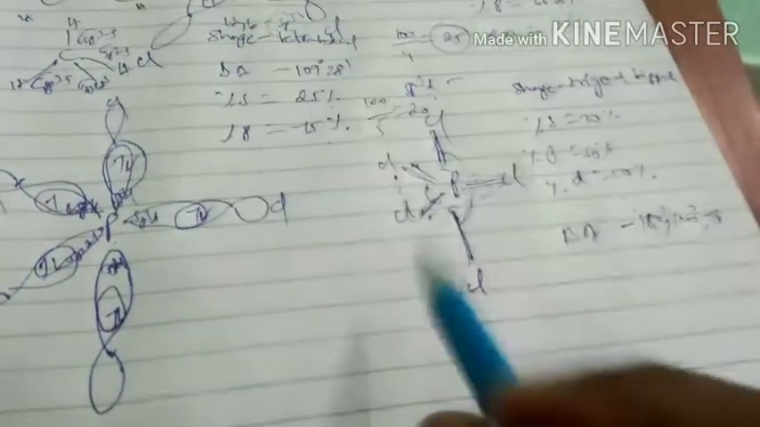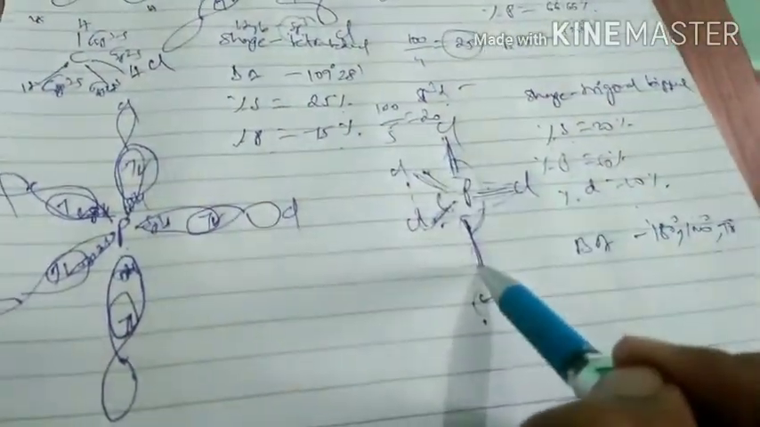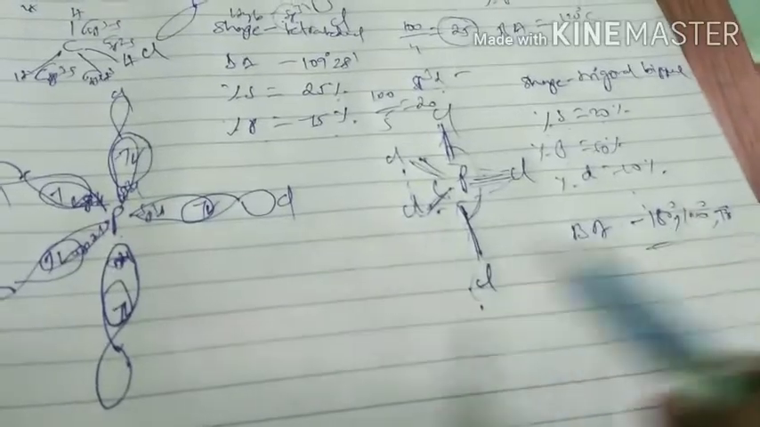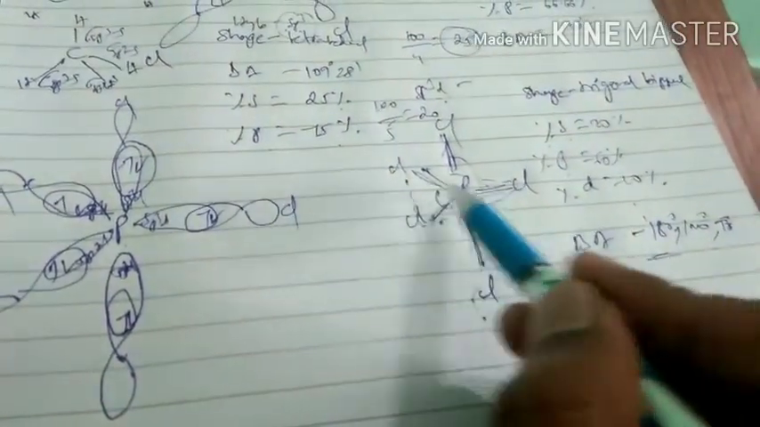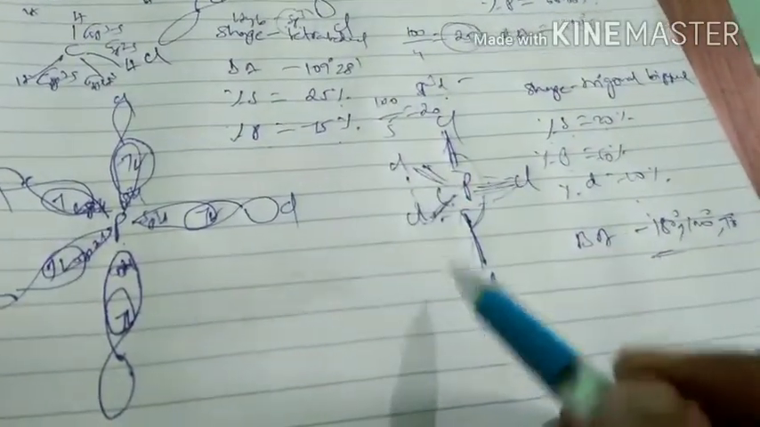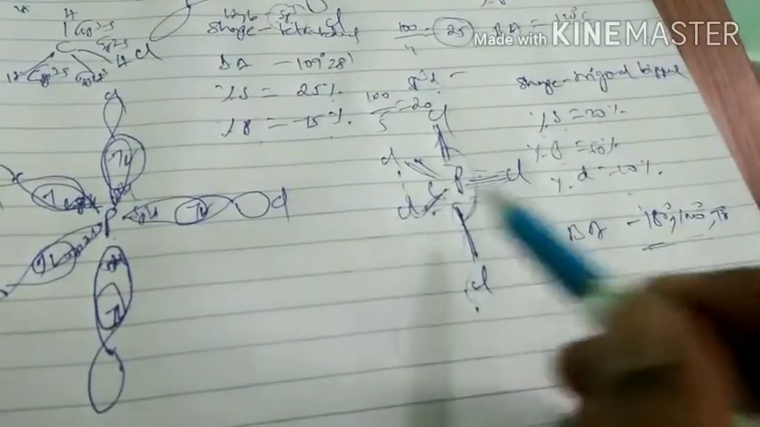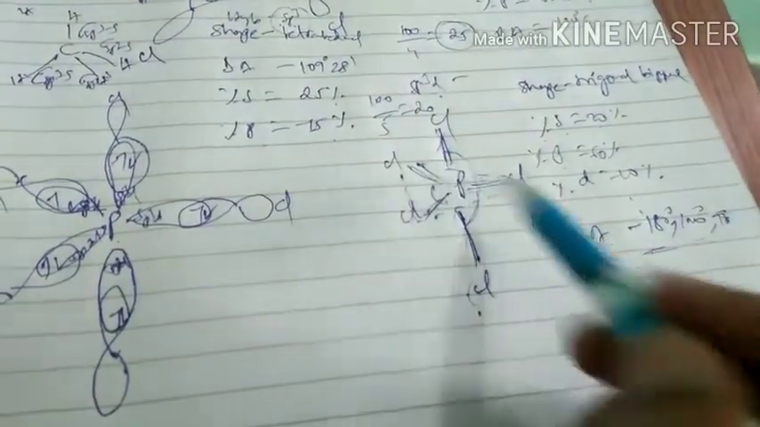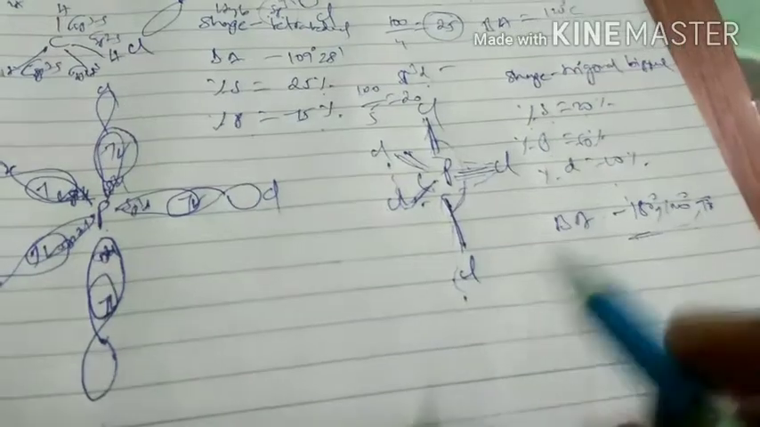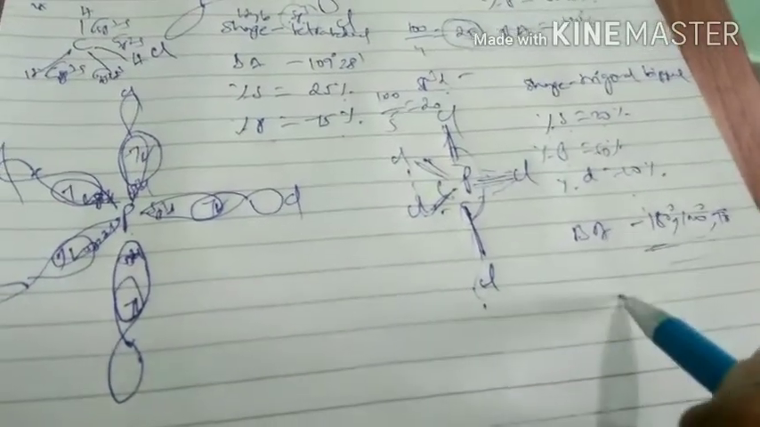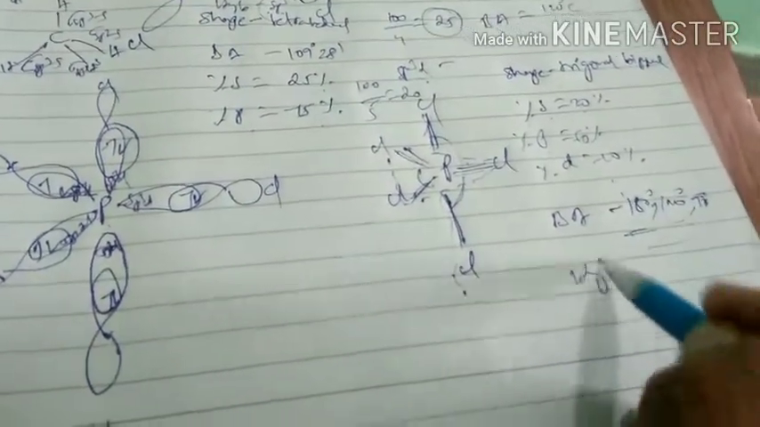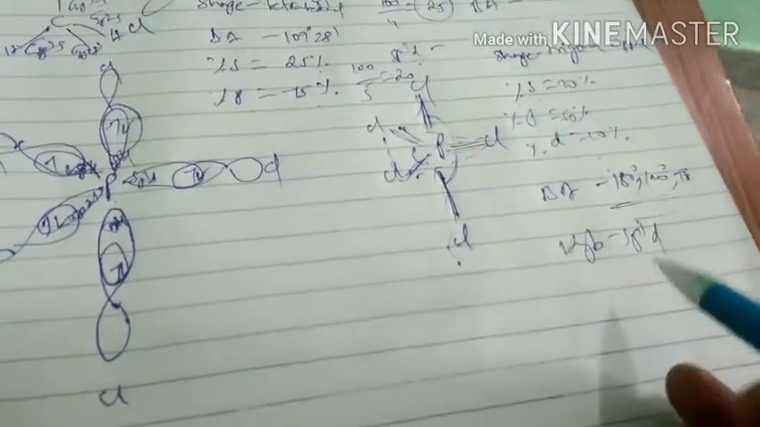I repeat it once again, listen carefully. These 2 bonds are called axial bonds. Between axial bonds, the bond angle is 180. The bonds which are present in the plane are called equatorial bonds. Between equatorial bonds, the bond angle is 120. Between axial and equatorial, the bond angle is 90. So 3 types of bond angles are present in Sp3d hybridization. This is all about Sp3d.